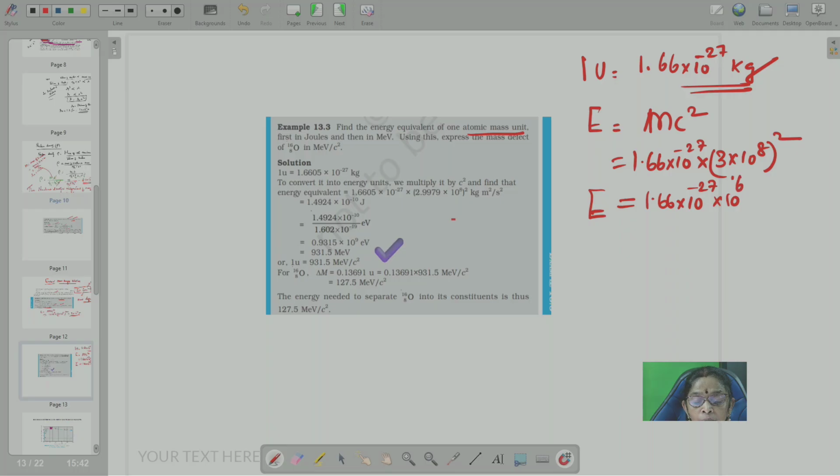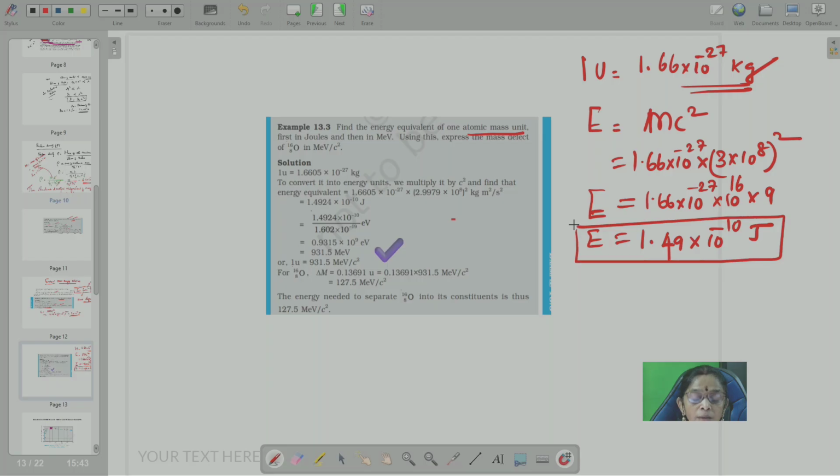So, when you multiply this, you get 1.66 into 10 power minus 27 into 10 power 16 into 9. So, 1.66 into 9 is approximately 15, that is 1.49, approximately 1.5, so approximately equal to 1.49 into 10 power minus 10 joules. So, I found it out in joules, but I wanted to convert into electron volt.